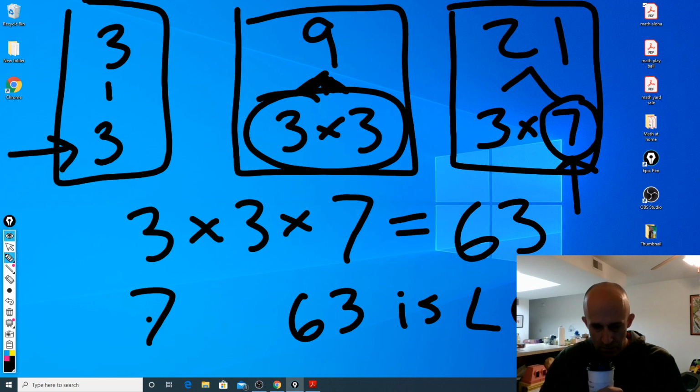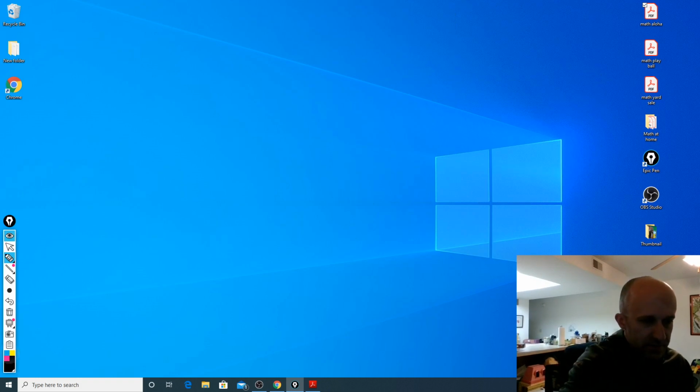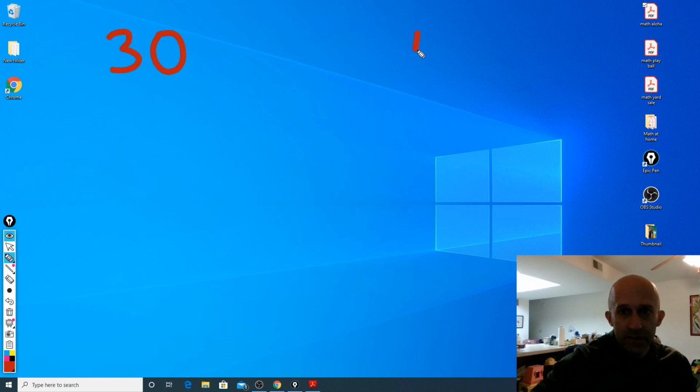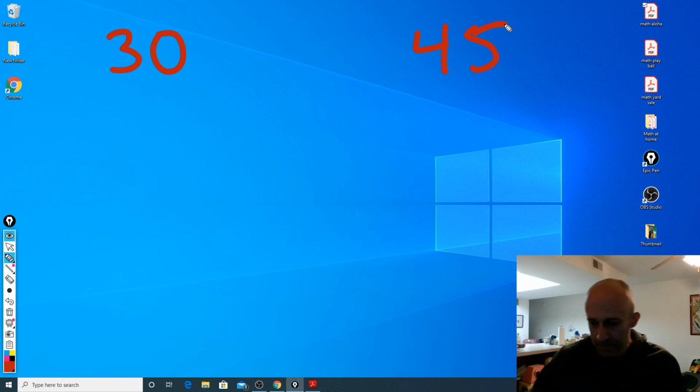I know we're at about 821, but this helps with fractions big time. So let's try one more. Let me change the color. Say we had the numbers 30 and 45.